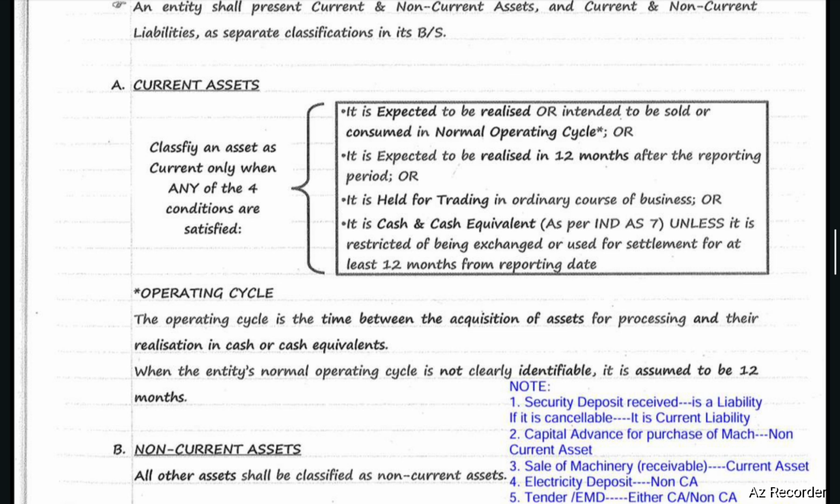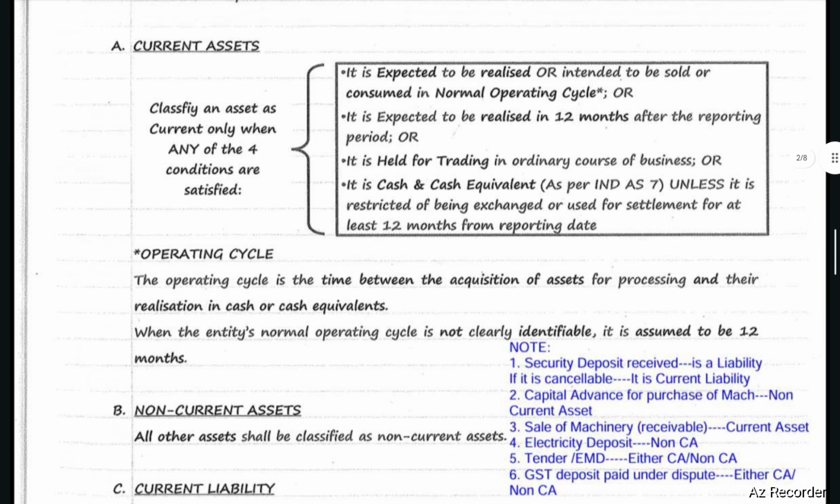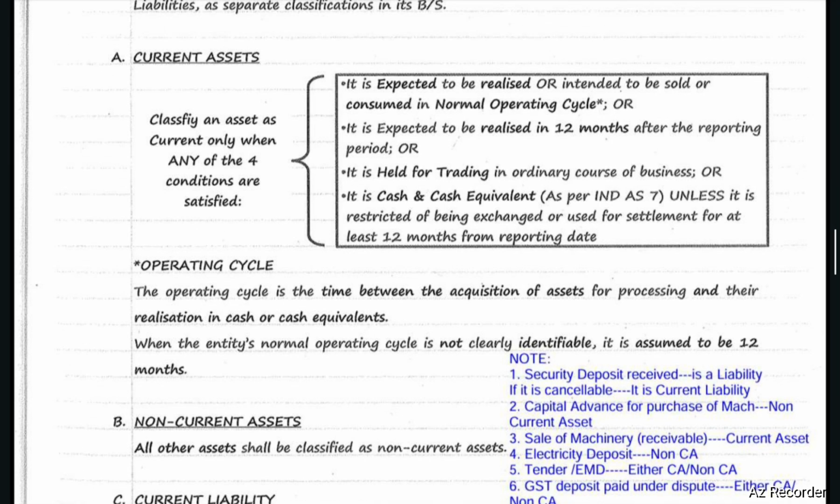What do you mean by normal operating cycle? What is meant by operating cycle? Operating cycle is the time between acquisition of assets for processing and their realization in cash and cash equivalents. When the entity's normal operating cycle is not clearly identifiable, it is assumed to be 12 months. Therefore, if normal operating cycle is not identifiable, it will be 12 months. So, if an asset satisfies any of the four conditions, it will be considered as current asset. Otherwise, it will be considered as non-current asset.